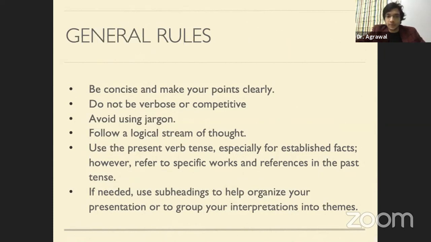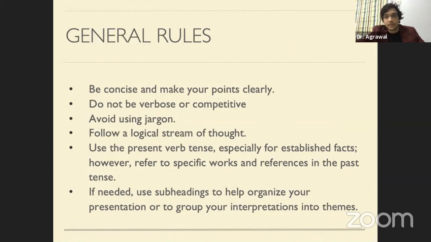However, refer to specific works and references in the past tense, which means that suppose I'm writing a study and I say John et al. found that this happened, so that I'm using the past tense, right? But if I'm writing about my own results, I'm using the present tense. Okay, I hope you guys understand it. It's not too complex. But if you have any questions, do let me know.